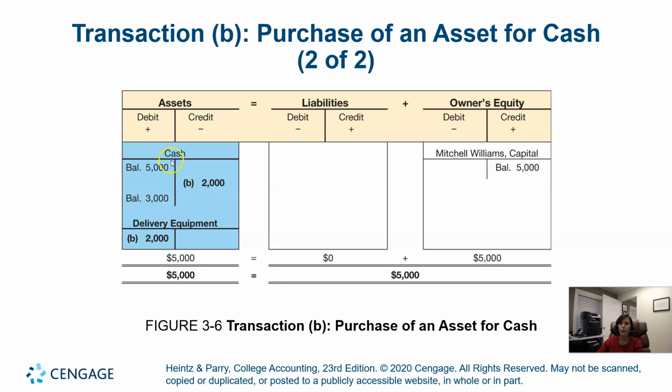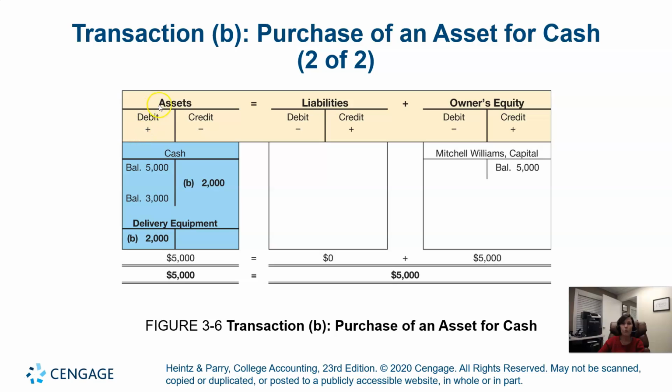What we have here is our cash, which did have a balance of $5,000 after the initial investment. We've now credited the $2,000 cash as a result of buying the scooters, and so our balance in the cash account is now $3,000. Looking at our delivery equipment, we debited because our balance went up in the delivery equipment account as a result of the value of these scooters.